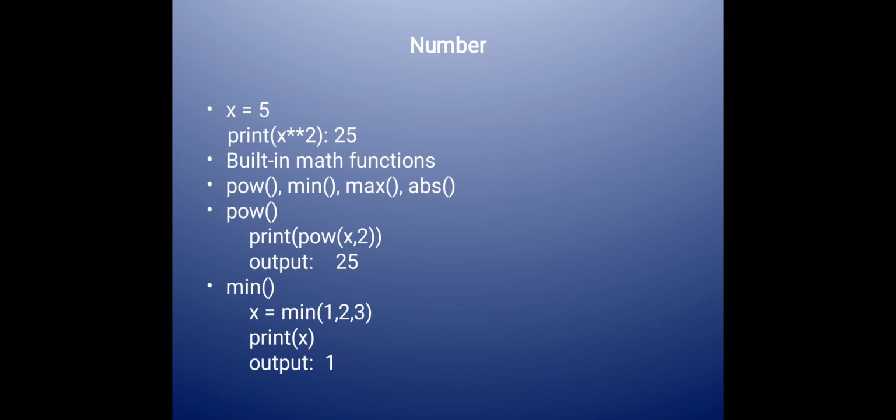x is equal to 5. That means I have assigned a value 5 to a variable called x. So while printing x star star 2, the output will be 25. That is, the value of x is 5. So print x star star 2 means print 5 star star 2, that is 5 raised to 2 is equal to 25.